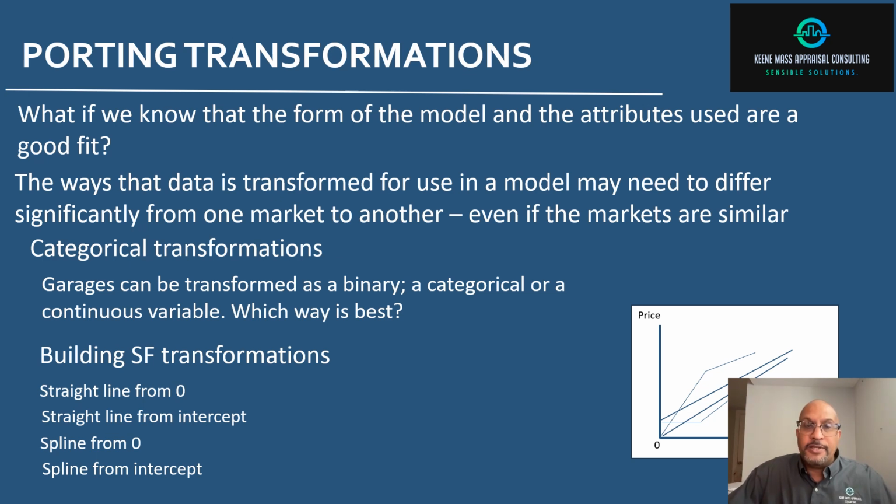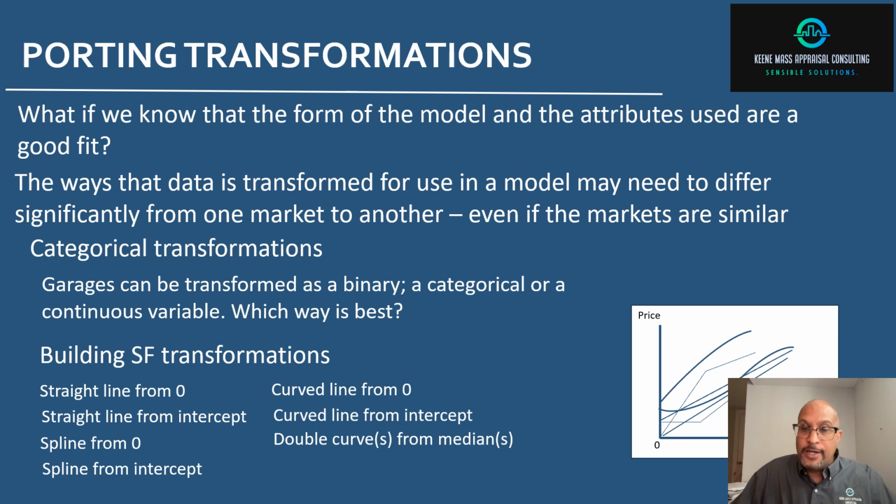If you're using a multiplicative model, a logarithm will produce a curved line, which better captures economies of scale, either from 0 or from an intercept. You could use the median to produce one curve below and another curve above the median, or even multiple medians. Or you could adjust not on a rate per square foot basis at all, but based on the ratio of observed size to typical size.